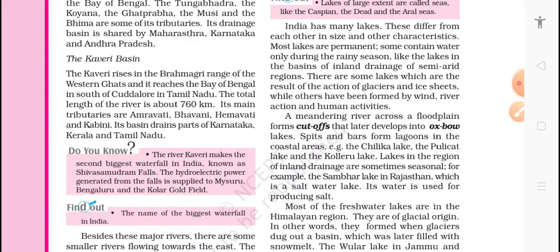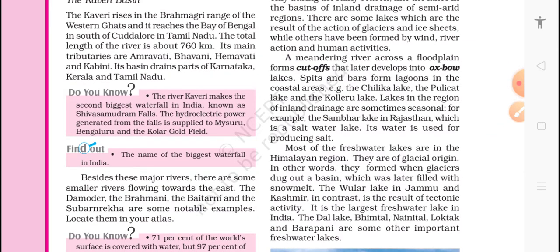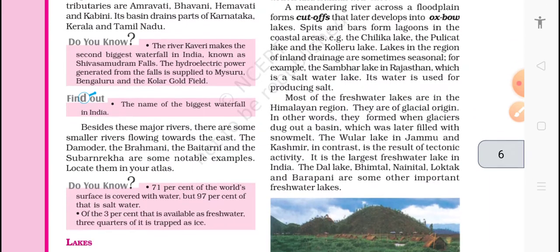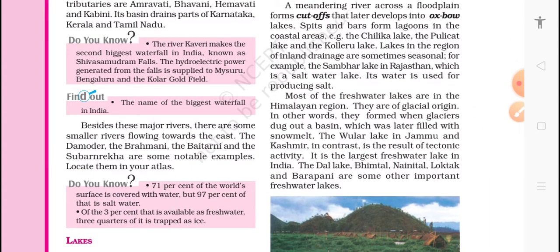Some contain water only during the rainy season, like the lakes in the basin of inland drainage of the semi-arid region. There are some lakes which are the result of the action of glaciers and ice sheets, while others have been formed by river action or human activities. A meandering river across a floodplain forms cut-offs that later develop into oxbow lakes, and spits and bars form lagoons in the coastal area. The Chilka Lake, the Pulikat Lake, and the Kolleru Lake are lagoons. Lakes in the region of inland drainage are sometimes seasonal. For example, Sambhar Lake in Rajasthan is a saltwater lake, and its water is used for producing salt.